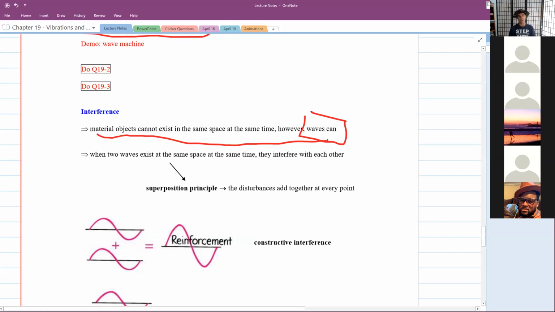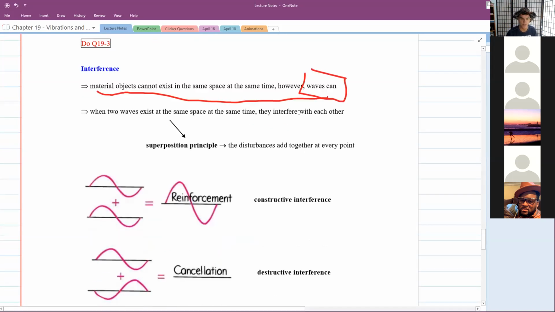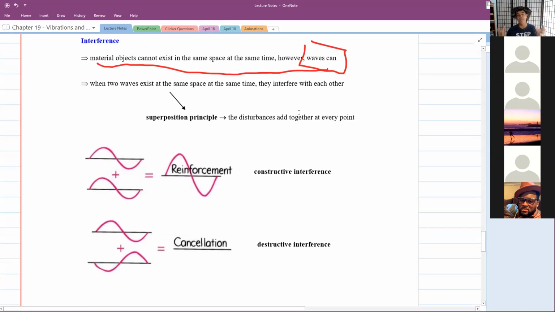Here's the interesting thing. When two waves do exist at the same place at the same time, they can interfere with each other. The interference can result in either a bigger wave, which is what we call constructive interference, or a smaller wave. In this case, you can actually have complete cancellation, called destructive interference. So let me show you a little animation showing that.